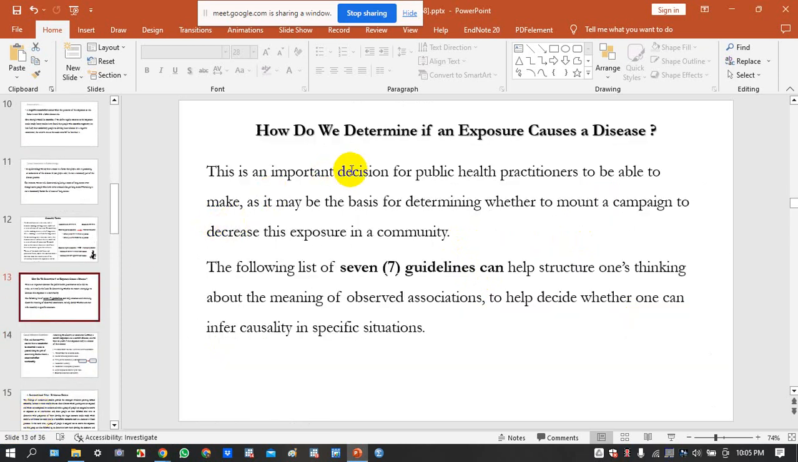So how do we determine if an exposure causes a disease? This is an important decision for public health practitioners to be able to make, as it may be the basis for determining whether to mount a campaign to decrease this exposure in the community. So we are going to look at 7 steps or guidelines which will help us to make meaningful associations and to decide the cause of diseases, employing various risk factors.